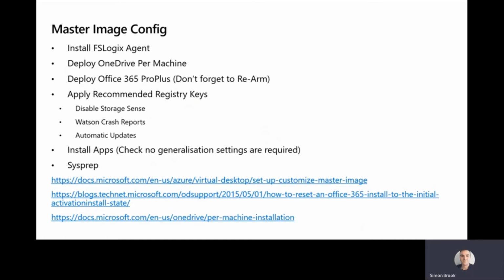It's also really important when you install the apps that you check the generalization settings will not be wiped out by sysprep. One of the key requirements from Windows Virtual Desktop when creating the image is you shut it down invoking sysprep with the generalization command. It's worth checking with the application vendors if this is supported and that it won't wipe out configuration.